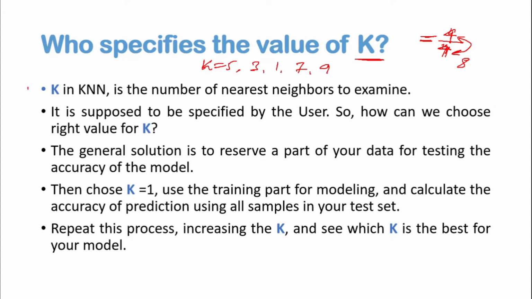Okay, the first point is that k in KNN, the number of nearest neighbors to examine, is supposed to be specified by the user. So how can we choose the right value of k? This is the question we have. The general solution is to reserve a part of your data for testing the accuracy of the model. So we are splitting the data into training and testing. This is very important. We are doing the same in our program.